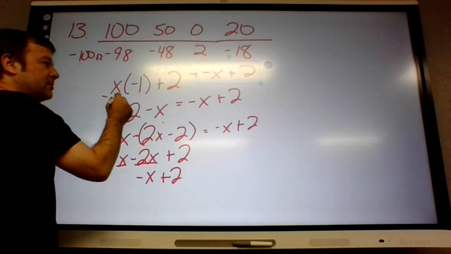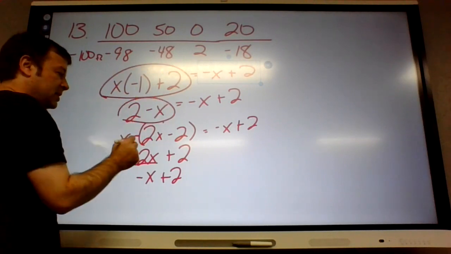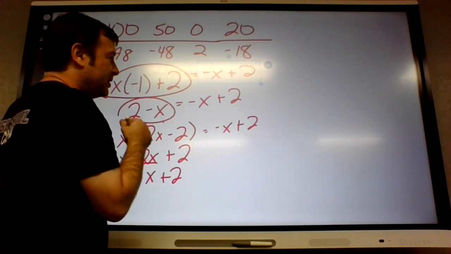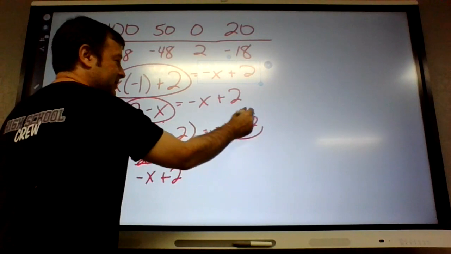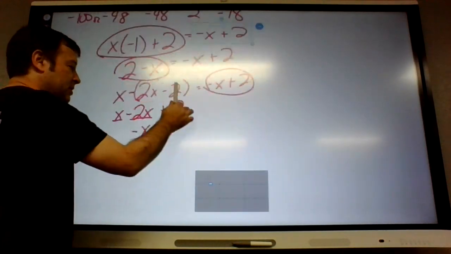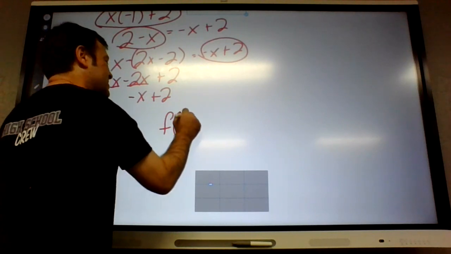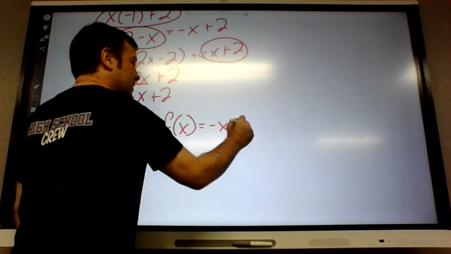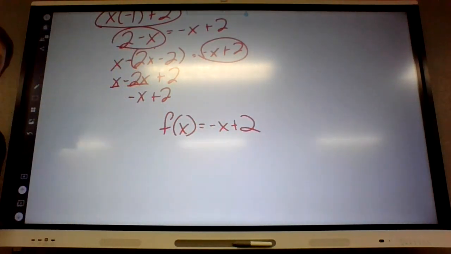But yeah, all three of you had a pretty good answer. You know, the simplest, so they're all good. I think the book put this one: f of x equals negative x plus 2, but they're all right.